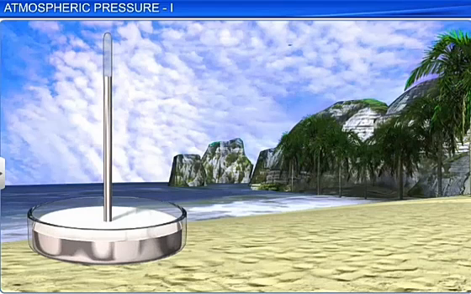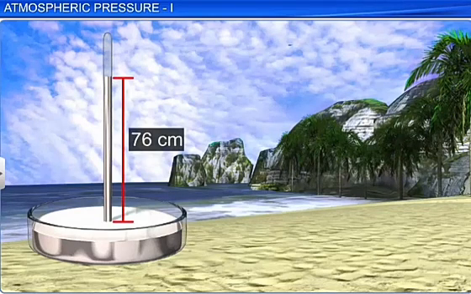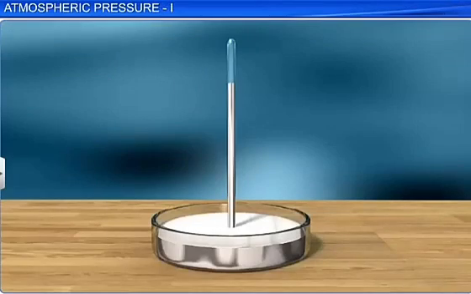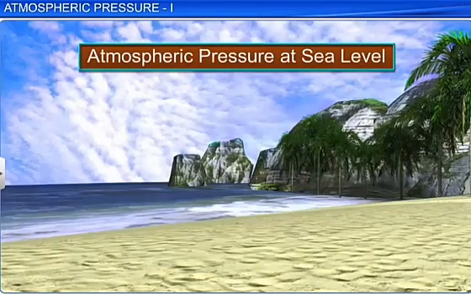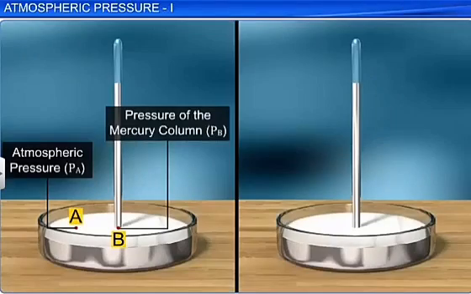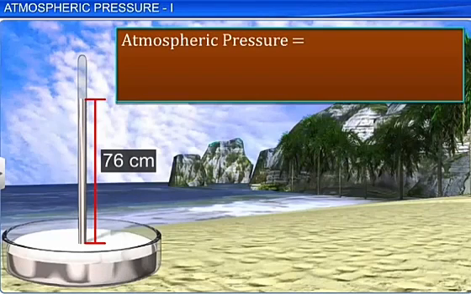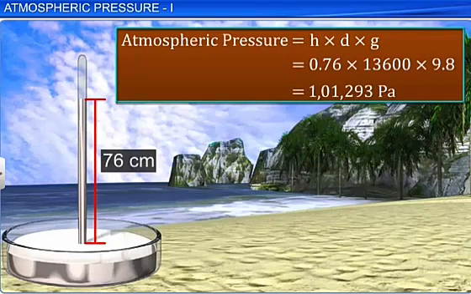The atmospheric pressure at sea level is 76 centimeter of mercury. The SI unit for atmospheric pressure is Pascal. Let's calculate the atmospheric pressure at sea level in Pascal. The atmospheric pressure is equal to the pressure exerted by a mercury column of height h. The atmospheric pressure is equal to the product of the height of the mercury column, the density of mercury and the acceleration due to gravity. This is equal to 1,01,293 Pascal.